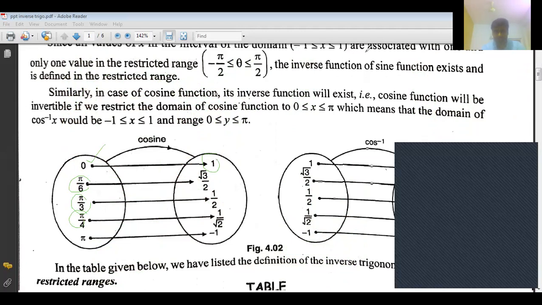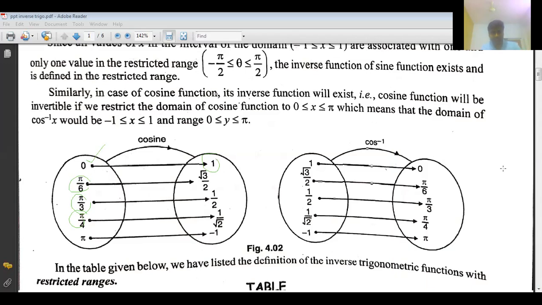Similarly, cos 120, what will you get? Cos 120 means cos of 90 plus 30. Cos of 90 plus 30 means minus sine 30, so minus 1 by 2 we will get here. Finally, cos pi is minus 1.